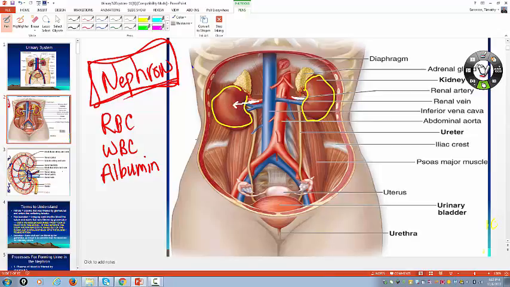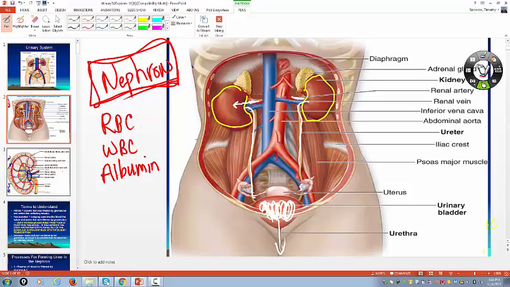The urine then leaves the kidney through two hollow muscular tubes called ureters. These ureters use peristaltic waves, the rhythmic contraction and relaxation of the muscular walls of the ureter, to push that urine into the urinary bladder. Then the urinary bladder fills up, stimulates baroreceptors, and initiates the micturition reflex, and you pee.